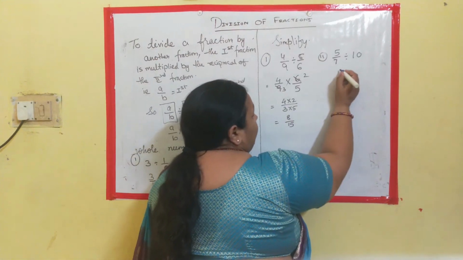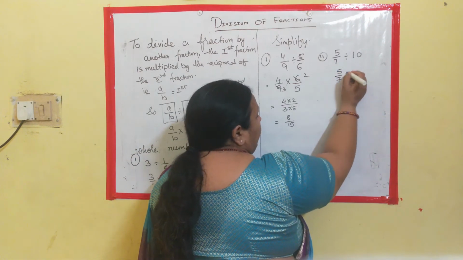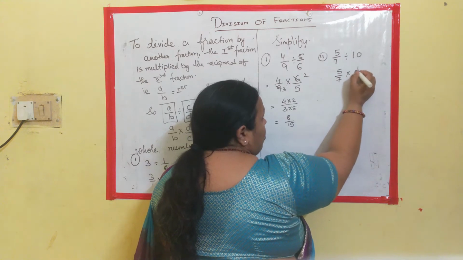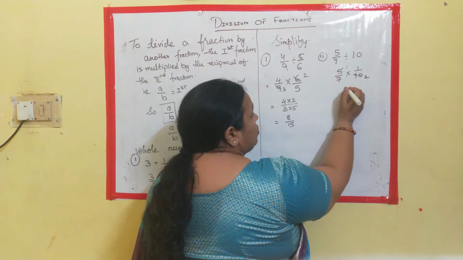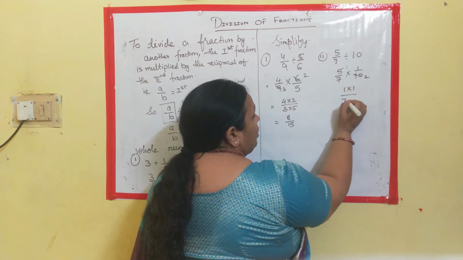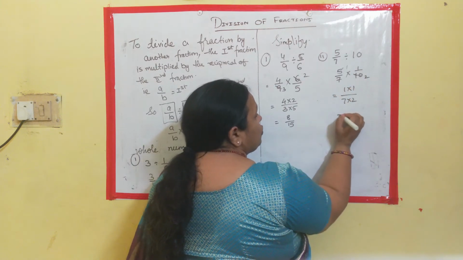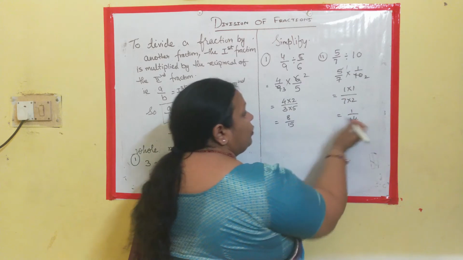Here, 5 by 7 into 1 by 10. Again cancellation is possible, 1 by 2. So we have 1 by 1 into 7 by 7 into 2. That is 1 by 14.